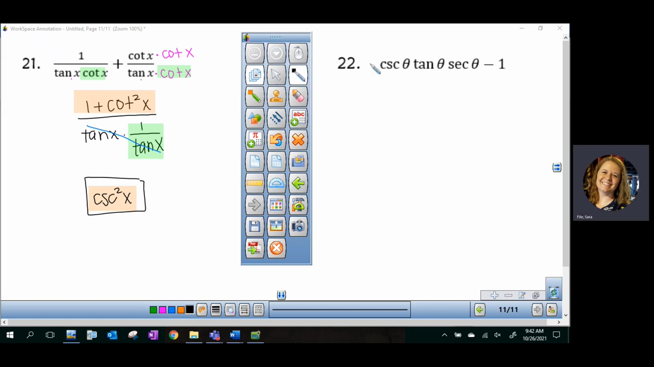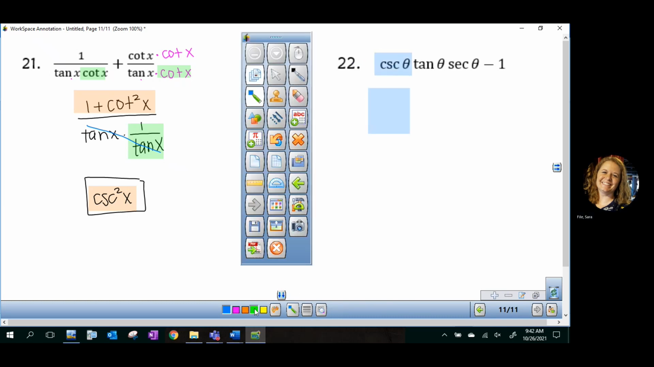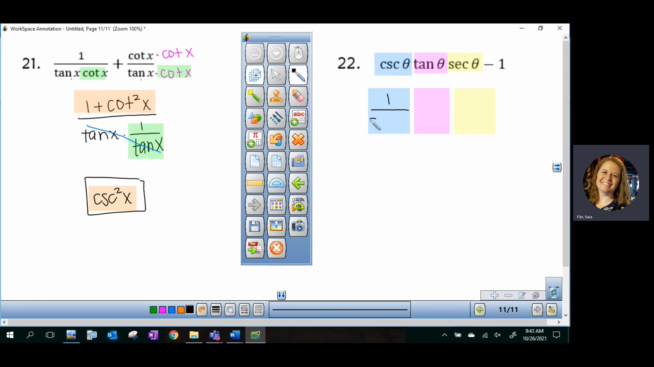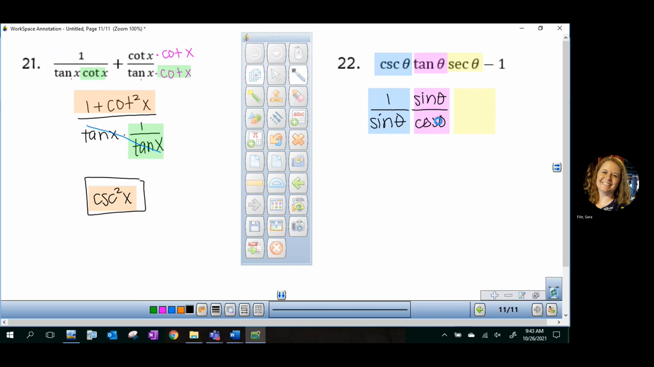All right, and then 22, again, on your paper, I believe it says 20. I'm going to use the strategy of make everything in terms of sine and cosine. Okay, so all three of those terms can be changed to terms of sine and cosine. Cosecant, you use the reciprocal function, it's 1 over sine. Tangent, we use the quotient identity, it's sine over cosine. And secant is 1 over cosine. That's the reciprocal identity as well.